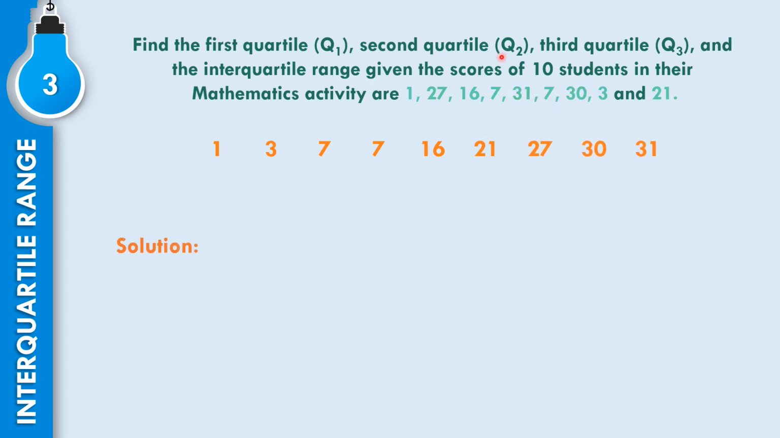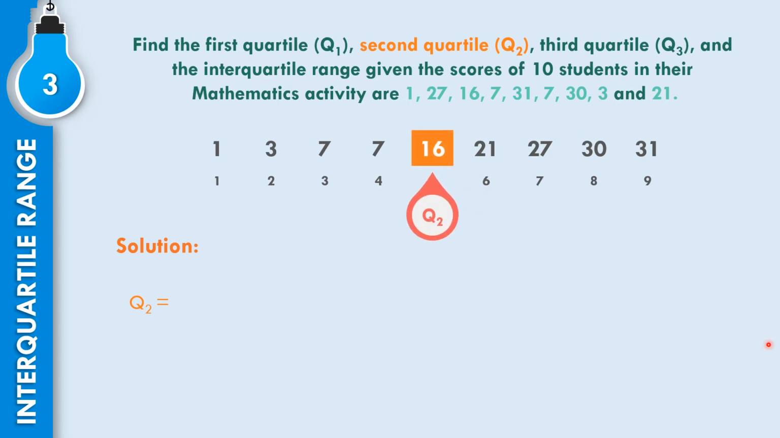First, we need to identify the Q sub 2 or the second quartile. So let us find the median. So we have the numbers from 1 to 9. If we count, that is 1 to 9. So the middle, that is from the position. So the Q sub 2 is equal to 16. So it means this is the lower half and then the upper half. So the Q sub 2 is equal to 16.